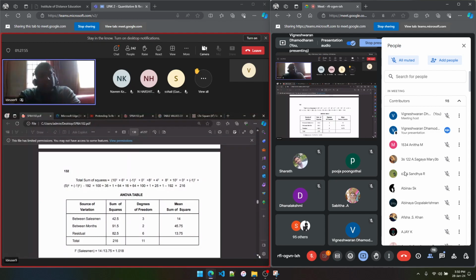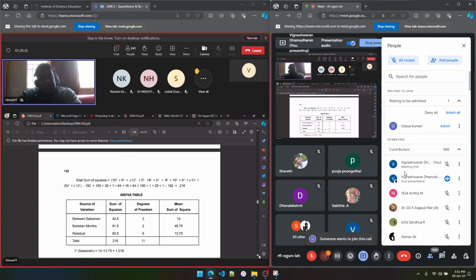Here we have already calculated everything. We have to bring back the value from the place of the calculation. Once you open the table, you have to bring back the value from the concerned place. That is 42.5, meant for between salesman. 91.5 is meant for between months. And then 82.5 is the difference between the consolidated value of between salesman and between months and 216.